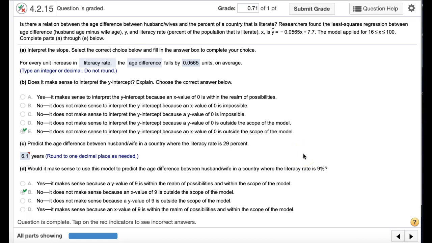Okay, let's look at 4.2.15. Chapter 4.2 has to do with least squares regression equations, and then using those equations to make predictions.